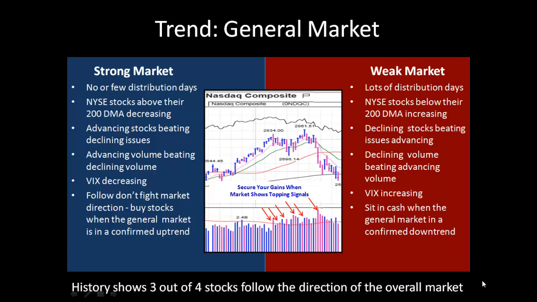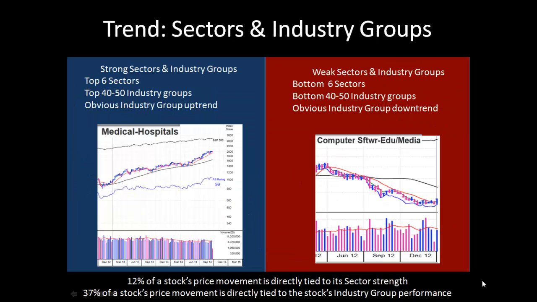When the market's weak, you're going to see lots of distribution days, lots of stocks below their 200-day moving average. You'll see that number increasing. You'll see declining stocks outpacing advancing stocks. You'll see declining volume larger than advancing volume. Volatility may be increasing. When the general market's in a downtrend, you want to sit on the sidelines and cash and keep your capital safe.